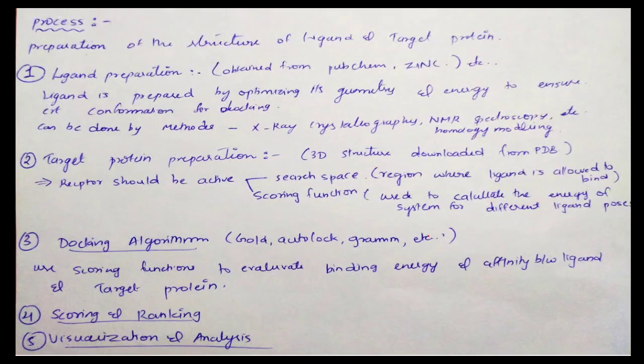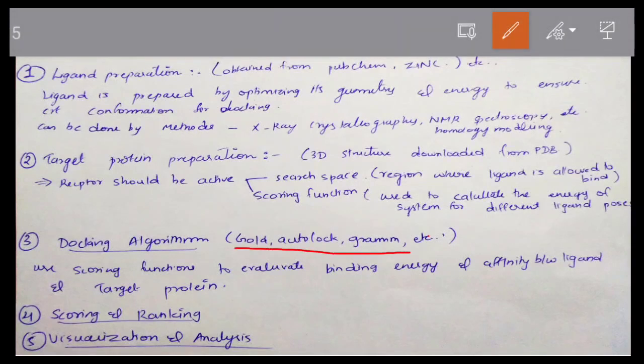After the selection of a ligand and a protein, the very next step is docking. The docking algorithm could be run in software like GOLD, AutoDock, GRAMM, etc., as mentioned before. These use scoring functions to calculate binding energy and affinity between ligand and protein. As I told you, the lower the energy, the more stable the docking, that is, the more stable the interaction between the ligand and the protein. With this docking algorithm, energy is calculated and the affinity between the ligand and protein is estimated.